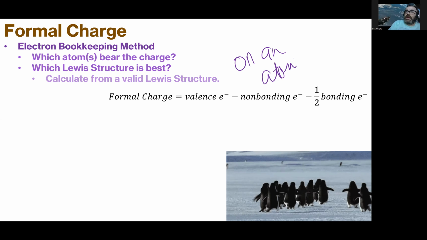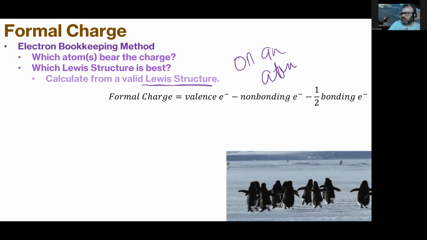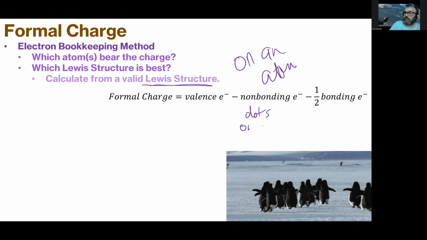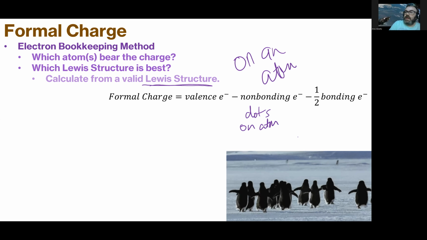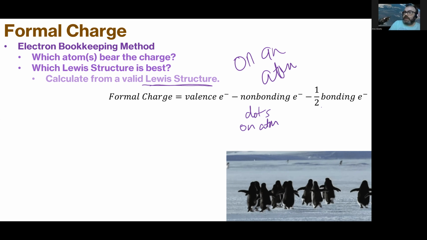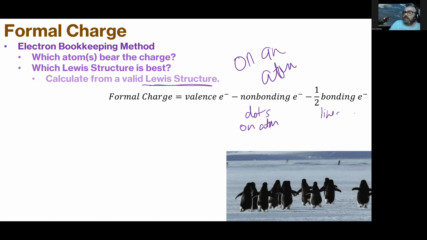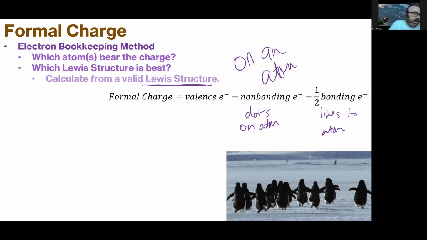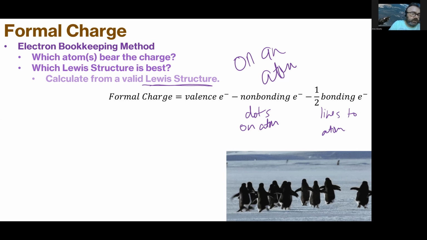An easy way to do this, especially since you kind of have to have a Lewis structure to get this under control: for your non-bonding electrons, you count how many dots are on the atom. For half of the bonding electrons, you count the lines that go to that atom.